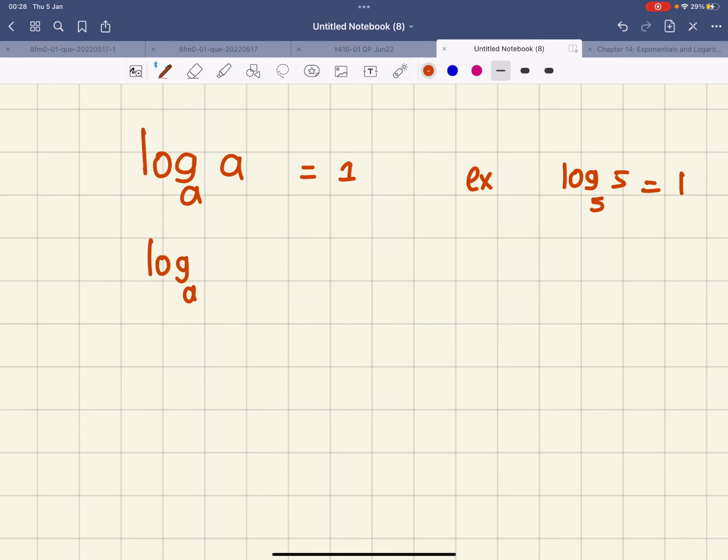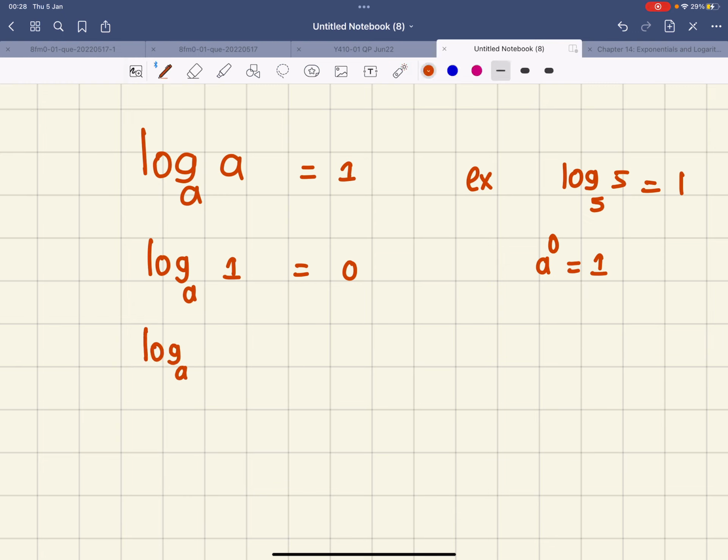Log_a 1 is equal to 0. So log_a of 1, the answer is always 0. And you know that because a to the power of 0 is 1. How did I know a to the power of 0 is 1? If I take the a there, you push the 0 up. So a to the power of 0 is always 1.